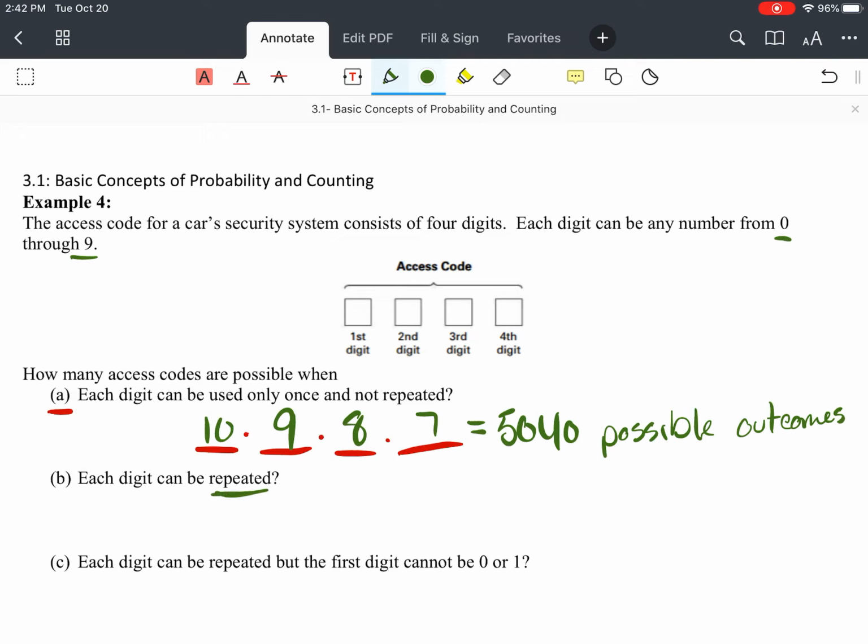Okay, so we're going to do the same thing down here. This time it says they can be repeated. So I'm going to set this up. I've got some number times some number times some number times some number. If they can be repeated, that means I have 10 to choose from on the first one, 10 to choose from on the second one, 10 on the third, and 10 on the fourth. Okay, and we multiply this out and we get 10,000 possible outcomes.